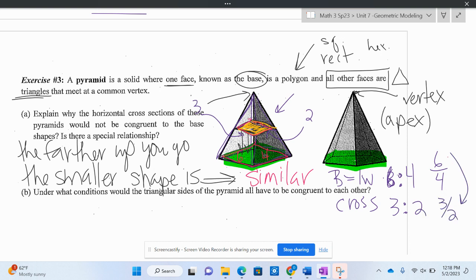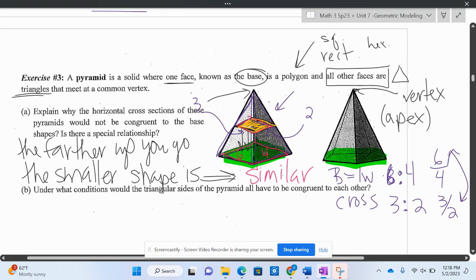What do you notice about these two fractions? Well, if I took the measurement 6 and divided it by 2, and I took the measurement 4 and divided by 2, what would I get? 3 and 2. I would get 3 over 2. They're proportional, right? They're similar. That's what that means. It means that they have the same similarity ratio.